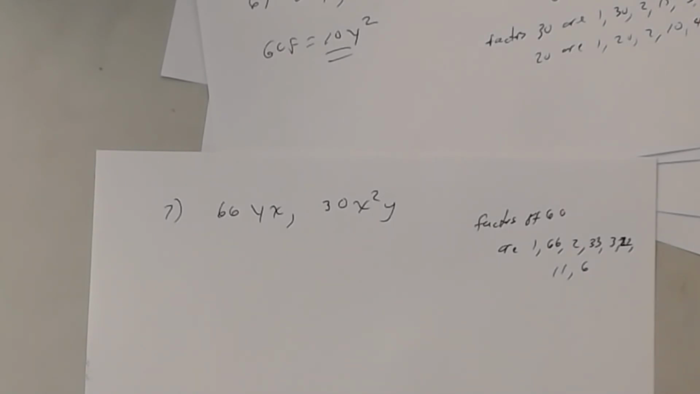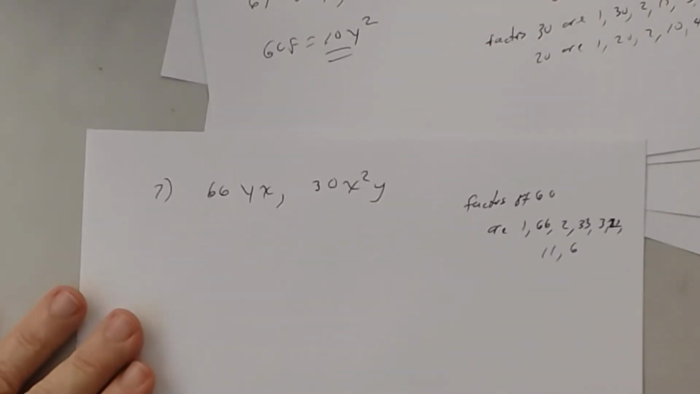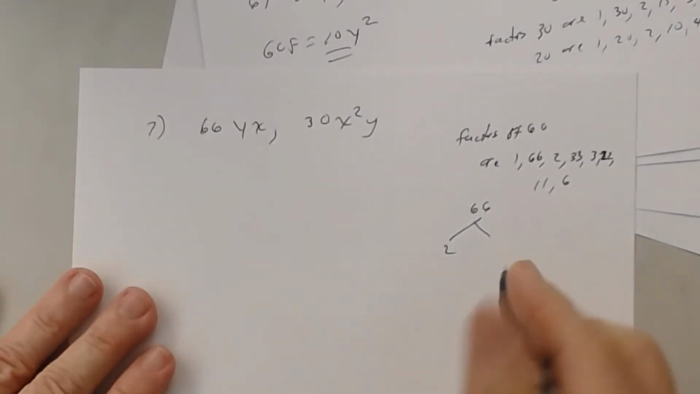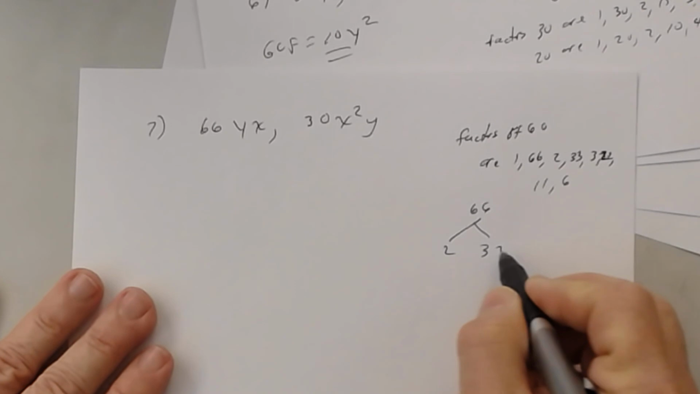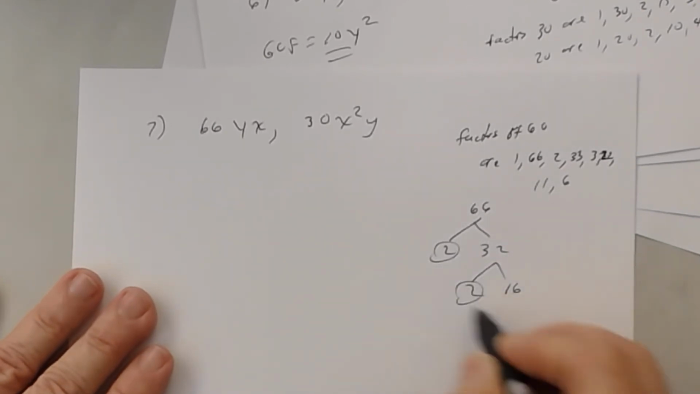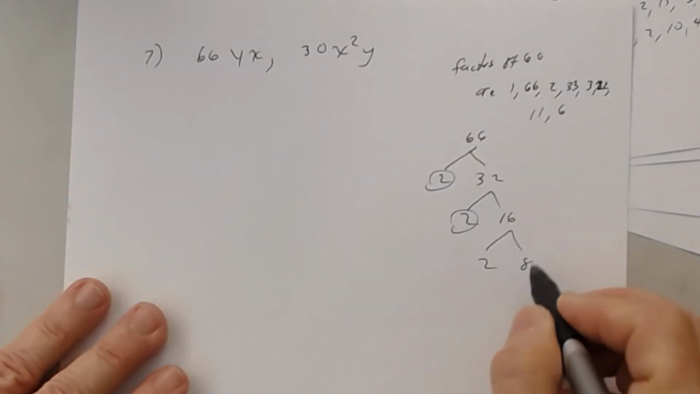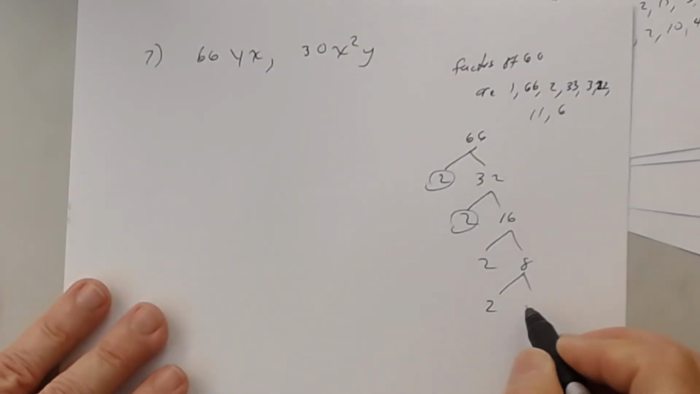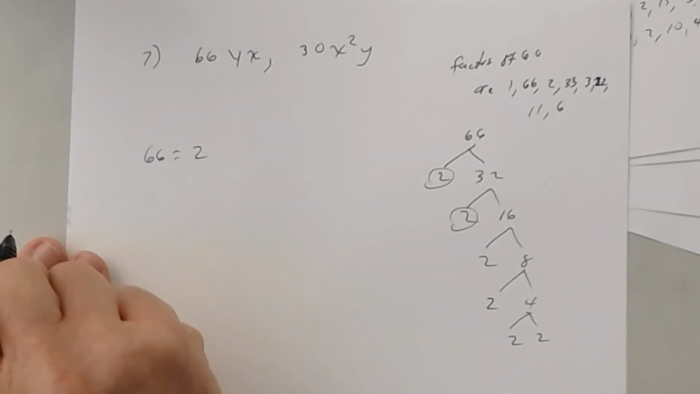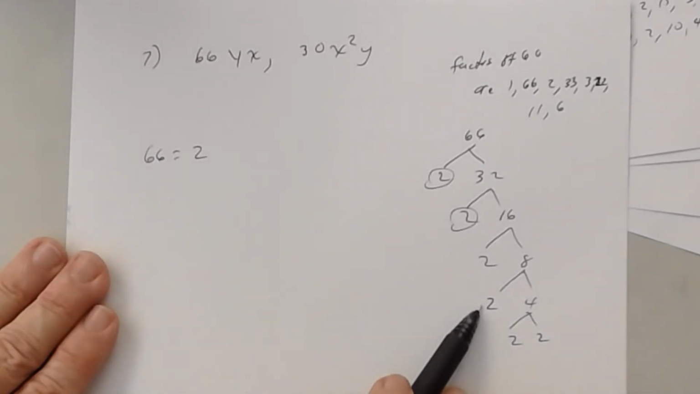It might have been better to use a factor tree on that one. Yeah. Let's do the factor tree on this one. 2 times what? 2 times what? 16. 2 times what? 8. 2 times 4. 2 times 2. So 66 is 2 to what power? 1, 2, 3, 4, 6 power.